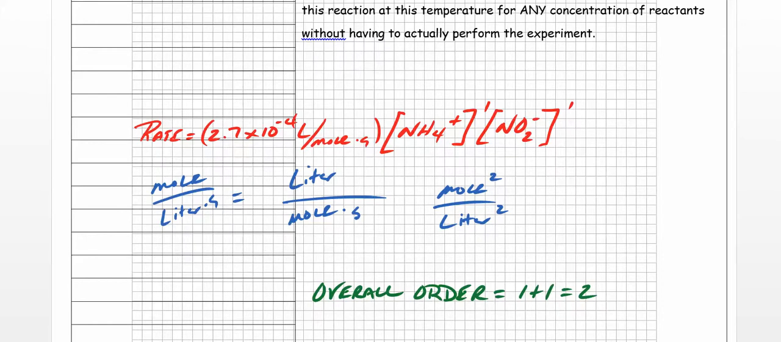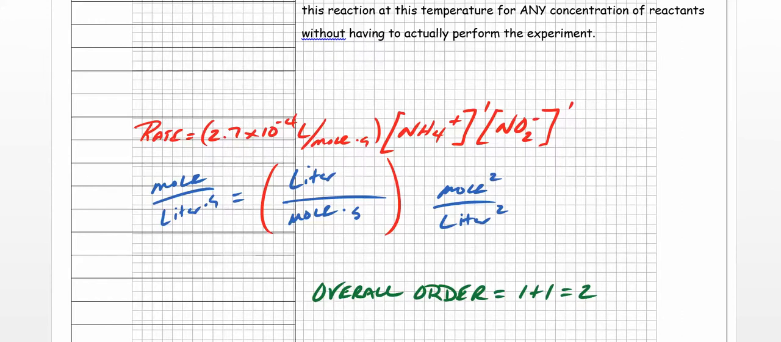So moles per liter per second is equal to, now notice that we have a concentration times a concentration. A concentration is moles per liter, and it's to the first power. And this concentration is moles per liter, and it's to the first power. That means that these two combinations, multiplying together, give us moles squared per liter squared. So the question is, what do we have to make the unit for K so that we end up with a rate of moles per liter per second?